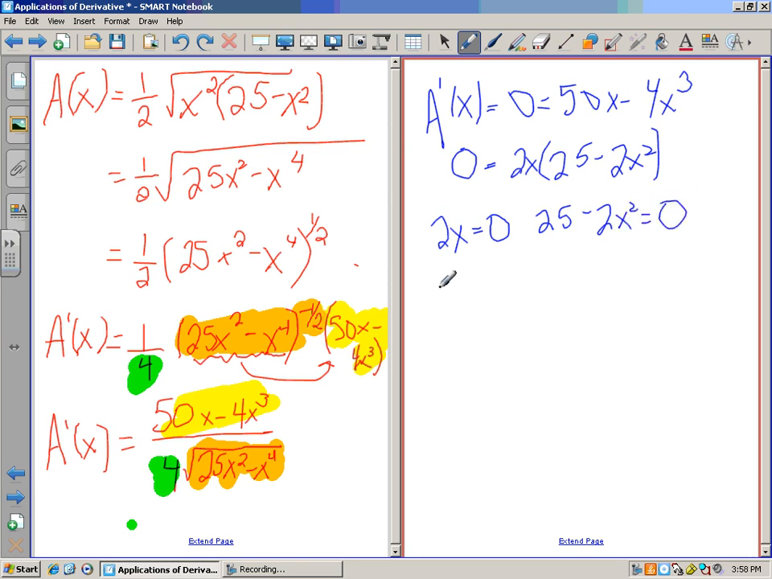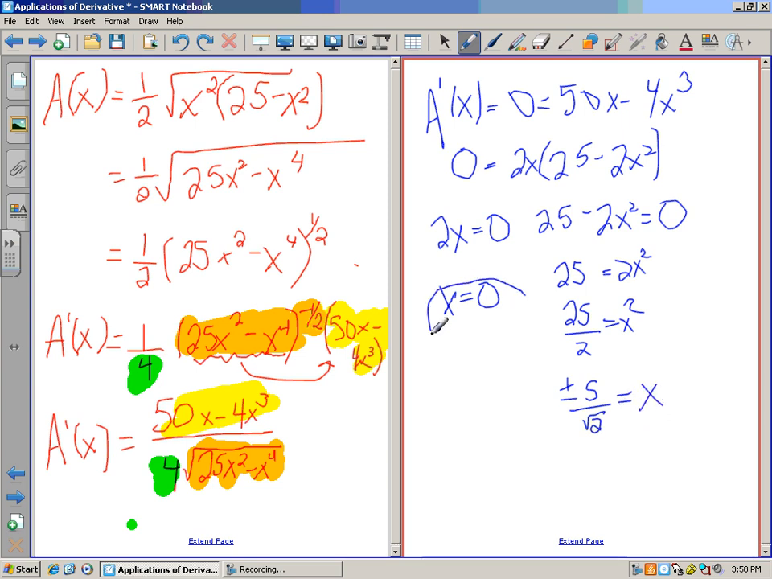So I have a critical point at x equals 0, and I'm going to solve this one. I get 25 equals 2x squared, and 25 halves equals x squared. Take the square root, and I get plus or minus 5 over the square root of 2 equals x. And so these here and here are all critical points.